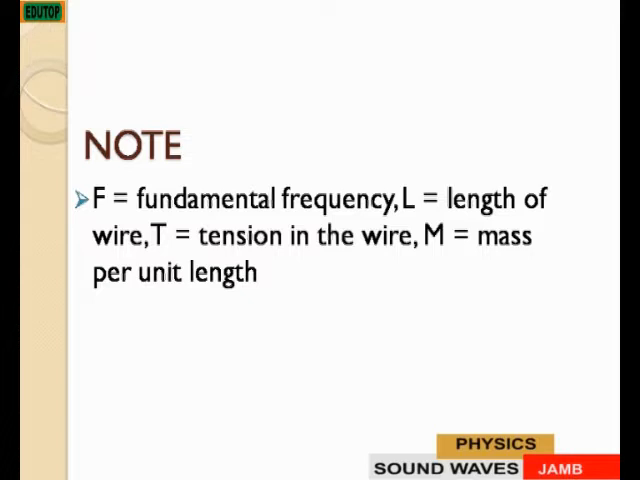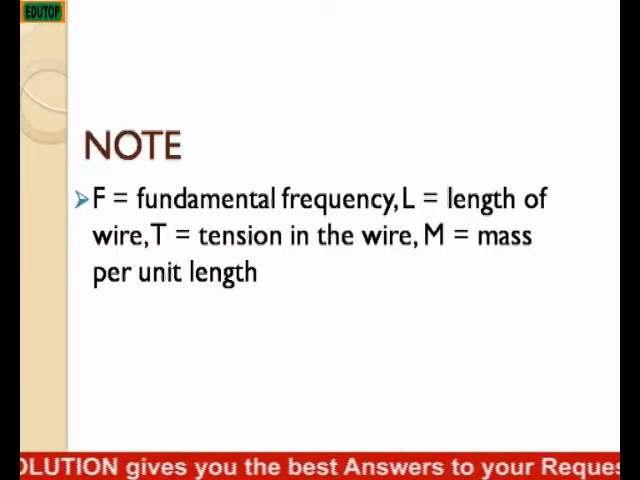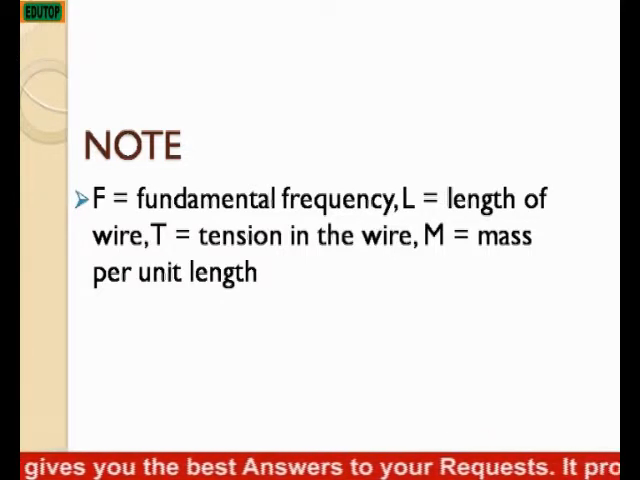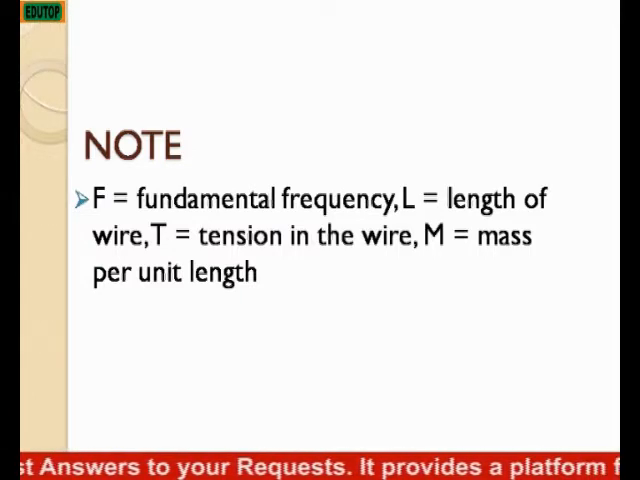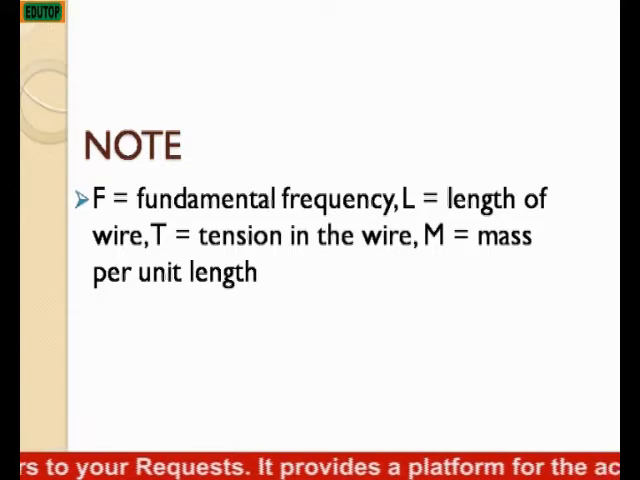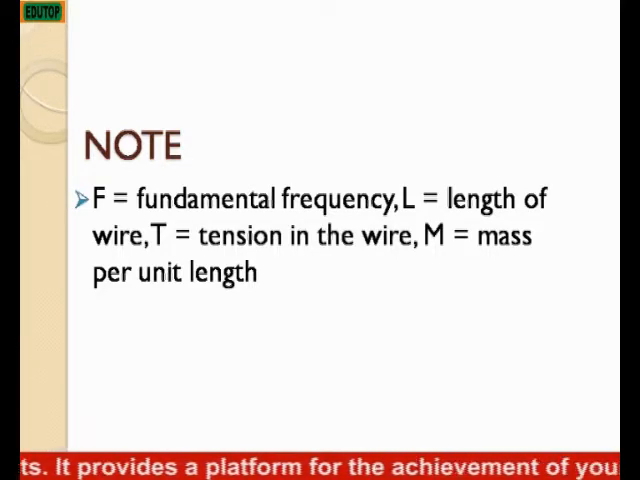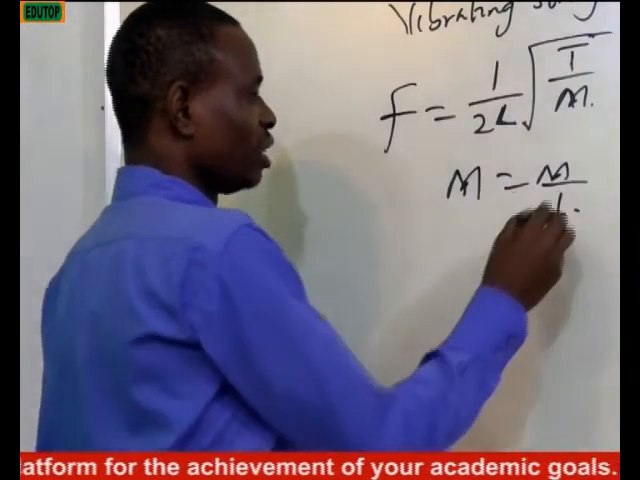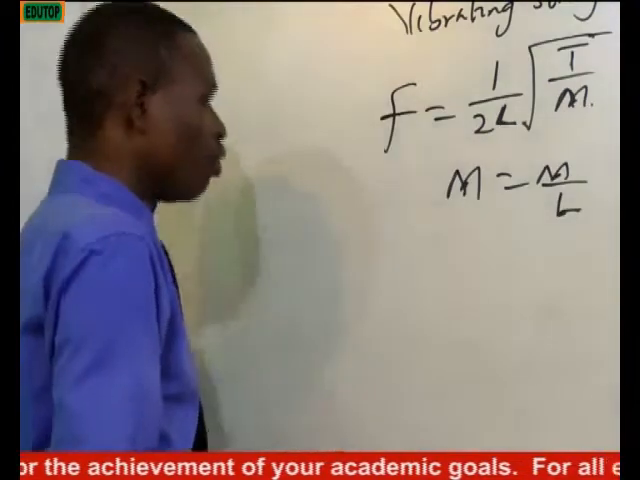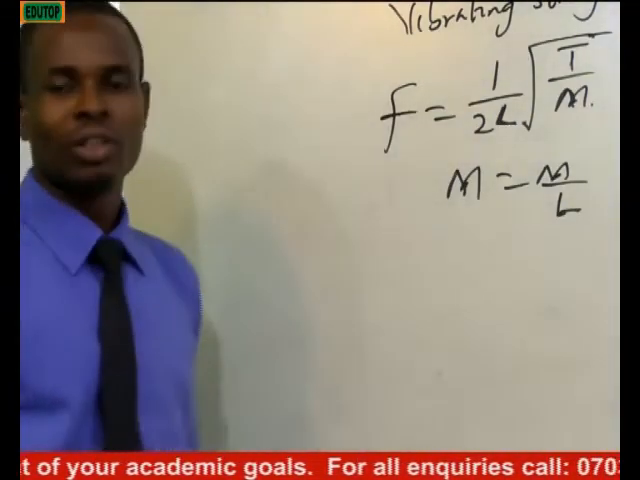Then as I've said, our F is the fundamental frequency. Our L is the length of the wire or the length of the string. Our T is the tension in the wire. And our capital M is mass per unit length. That is, it's equal to mass over length. Mass per unit length. And we can use this formula to calculate the fundamental frequency.